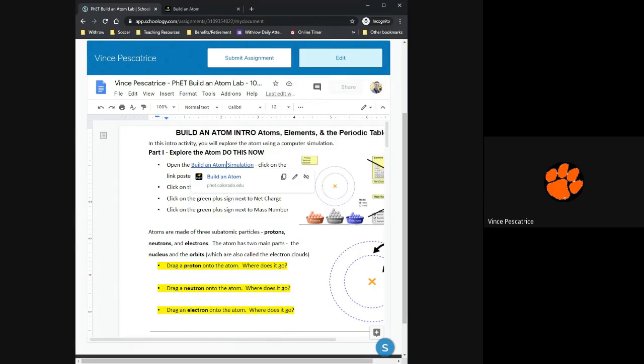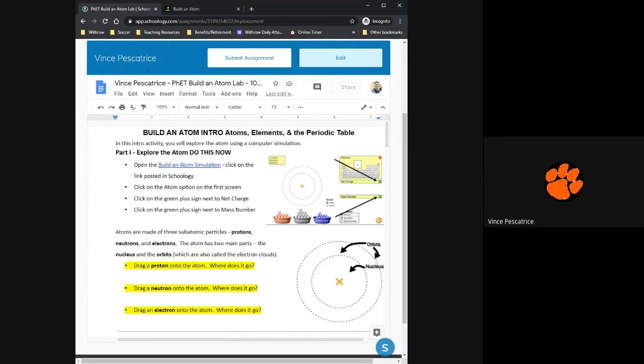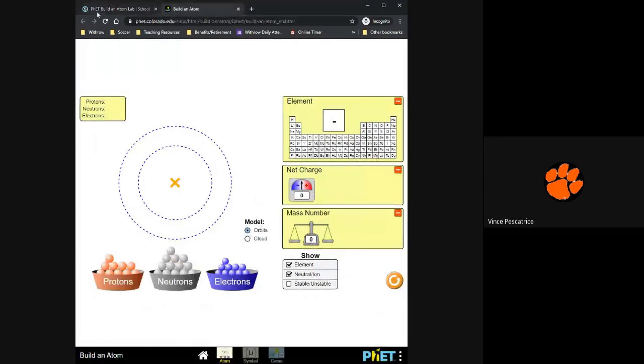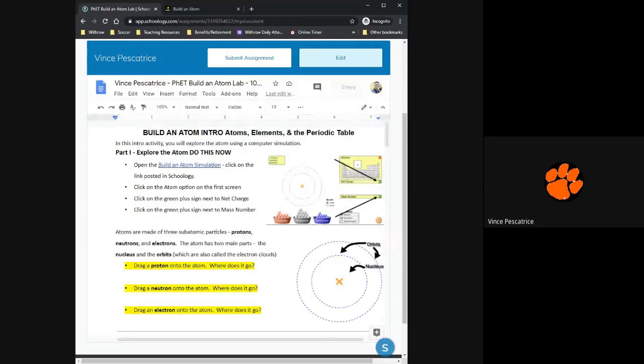All right, once you are there and you have your atoms paper open and your build an atom simulation open, put done in the chat so I know you're done. All right, a few more people are there. So while you guys get there, I'm going to explain the whole purpose of this and give people some more time to get there.